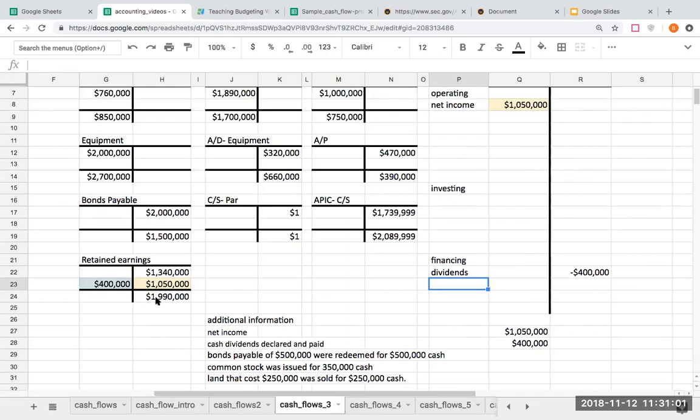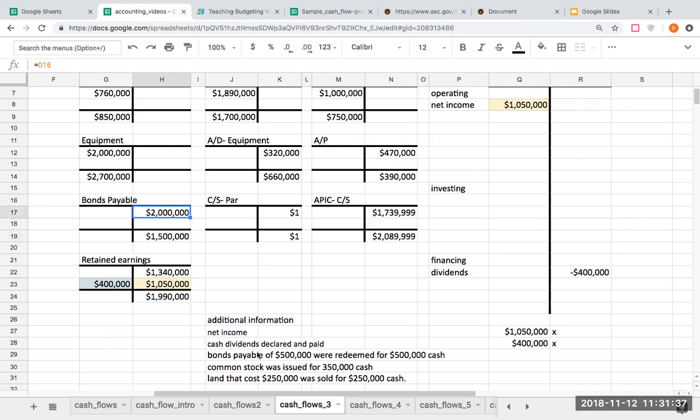Okay, so I'm dealing with the additional information. I've dealt with this, and I've dealt with this. The next one it tells me here is that bonds payable of $500,000 were redeemed for $500,000 cash. And let's take a look at this. So my bonds payable went from $2 million to $1.5 million. What does redemption mean? It's not the Marley redemption song, which is a great song, by the way. Rather, I'm buying back my bonds.